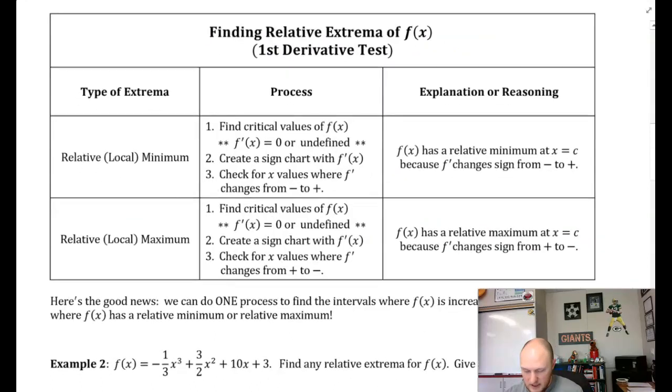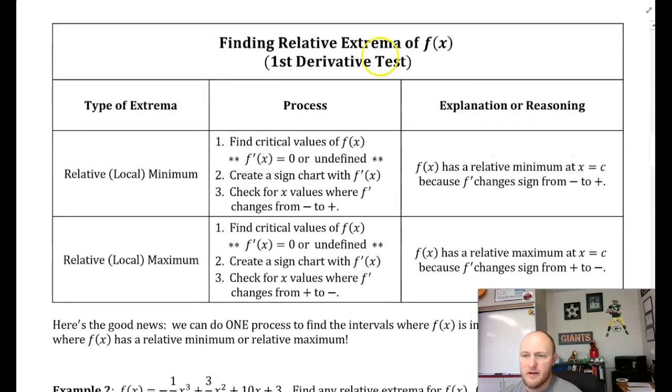Now we're going to talk about the first derivative test. So how do I determine relative extrema? And again, like I told you, we'll come back to global extrema in a later lesson. But how do I find relative extrema? How do I know if it is a min or a max? Well, we're going to use the first derivative test.